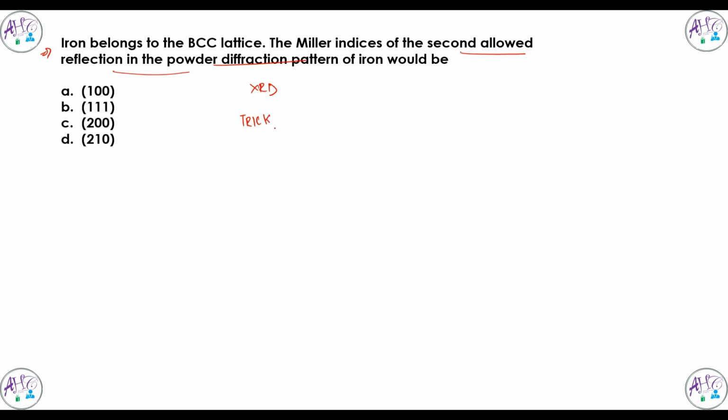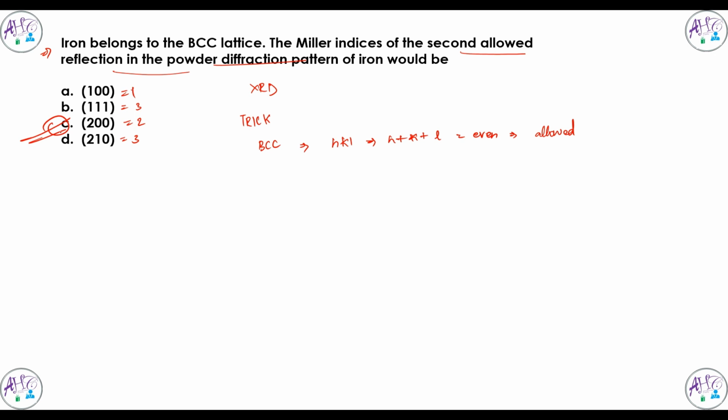Okay, so the simple trick is, for your BCC, the allowed transitions are those where your hkl values have h plus k plus l going to be even, then you can say it's going to be allowed. Okay, so then the XRD is going to be allowed. So simply if you see here, this is equal to 1, this is equal to 3, this is equal to 2 and this is equal to 3. So your option C is the correct answer.